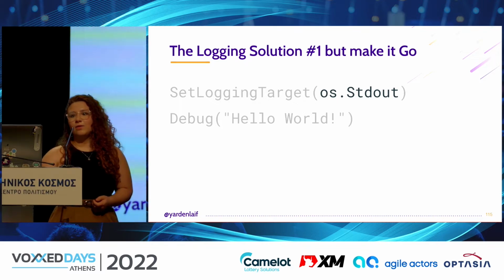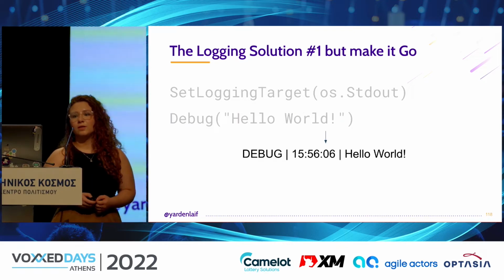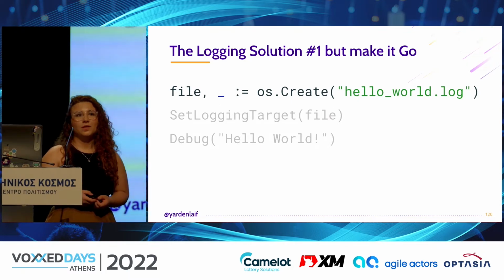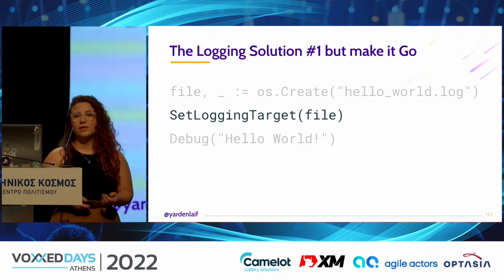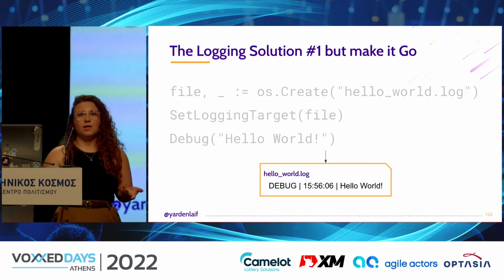So just like that, we don't have to create our standard logging target struct anymore. Set that to be our logging target, call the debug function, and we're printing to stdout. This happens with the file as well. We can call os.Create, which creates a file, set that to be our logging target because it already implements the io.Writer interface, call the debug function, and log to a file.